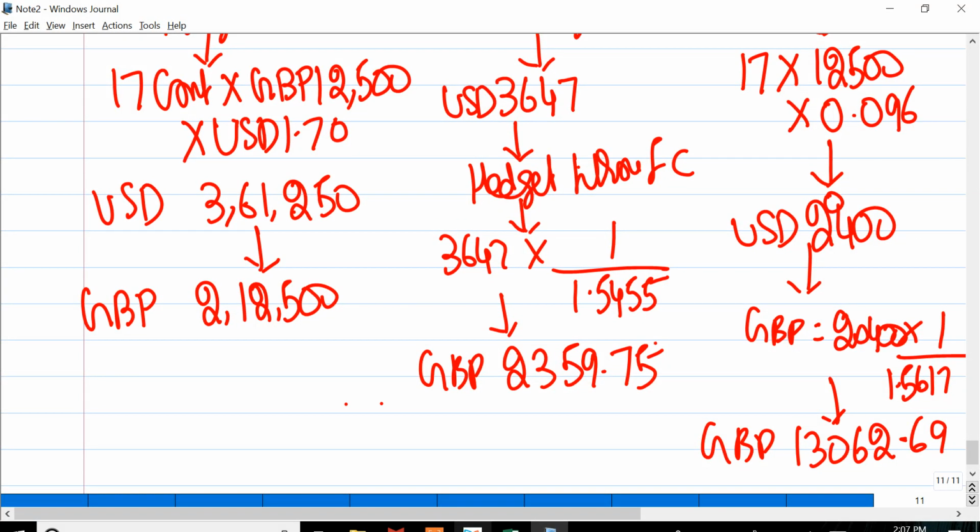Your overall requirement is 364,897. The option contract can give you 361,250. Why 361,250? Because 17 contracts into 12,500 into 1.7, I can get only 361,250. Can I get more? Yes, the possibility exists. But it all depends on whether the currency movement happens in that direction or not. So minimum you will get 361,250. The balance you hedge through the forward contract.